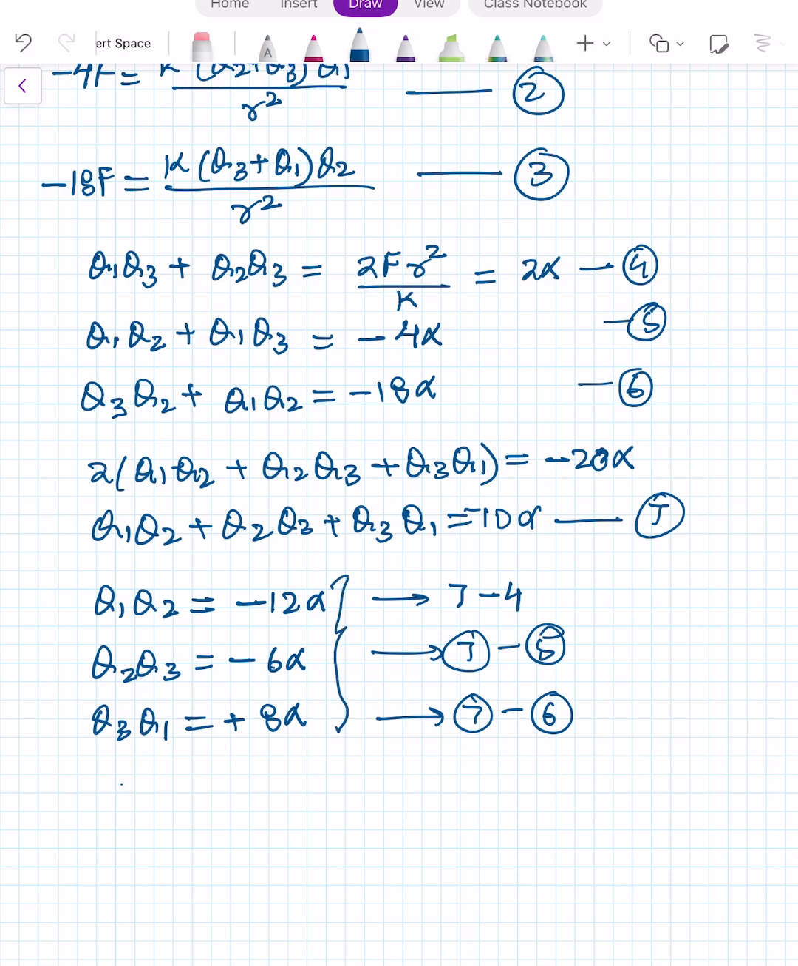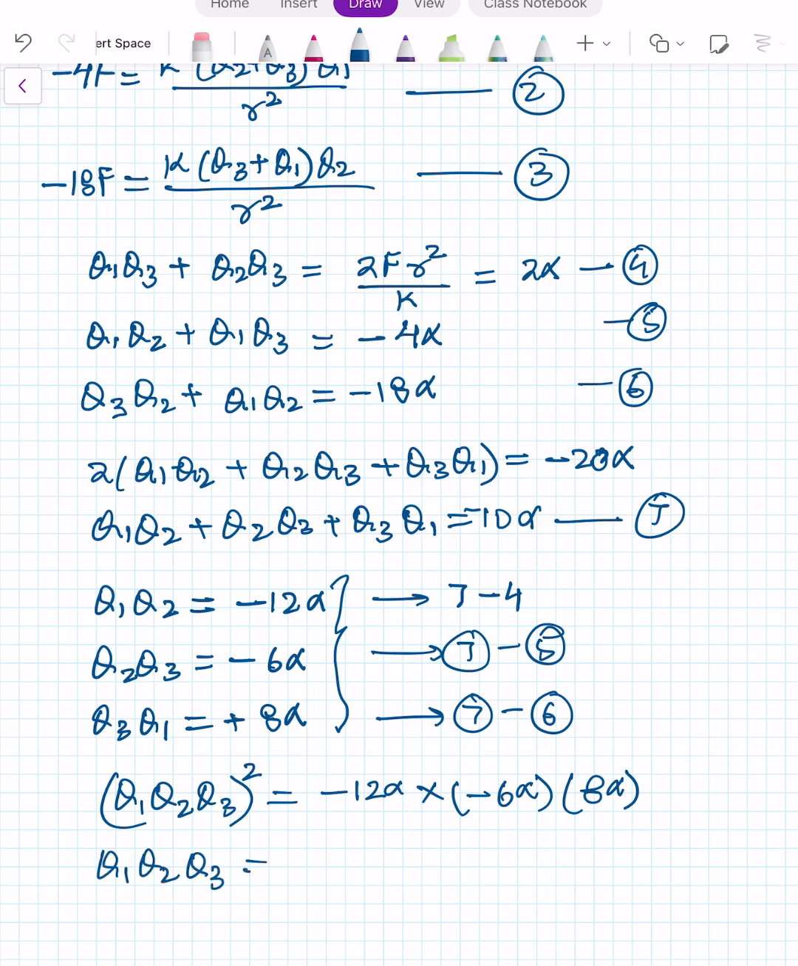Multiply these three equations. So you will get (Q1 Q2 Q3) whole square is equal to minus 12 alpha, minus 6 alpha, 8 alpha. You will get this as Q1 Q2 Q3 equal to 2, 3, 4. 4 3 are 12, 2 are 24, you will get 24.